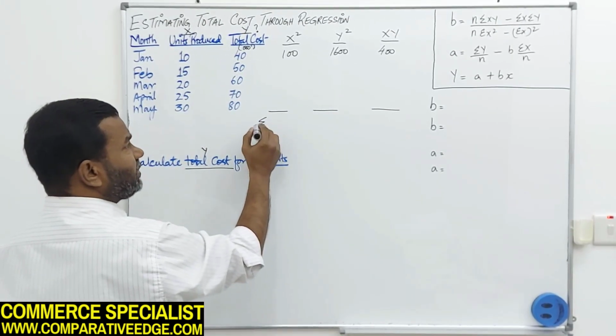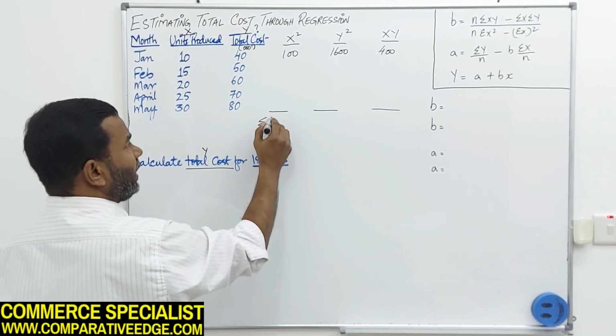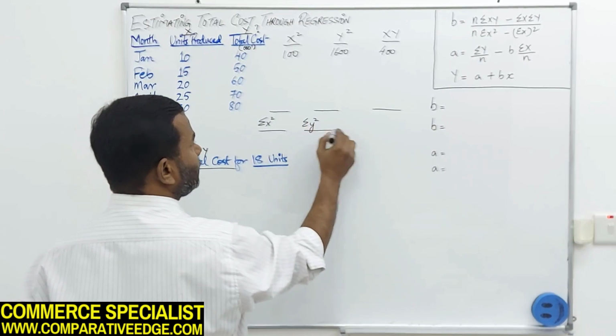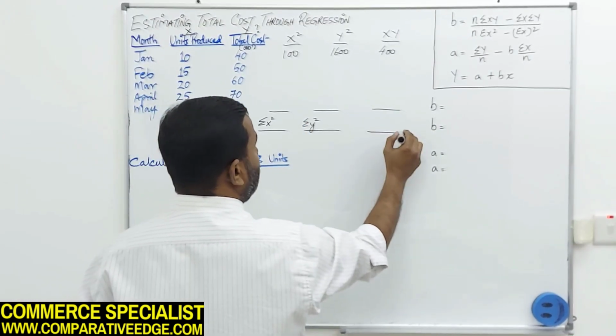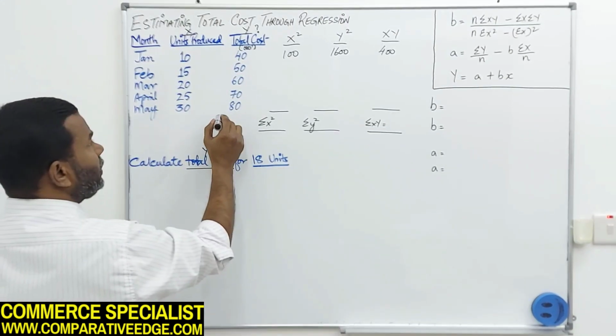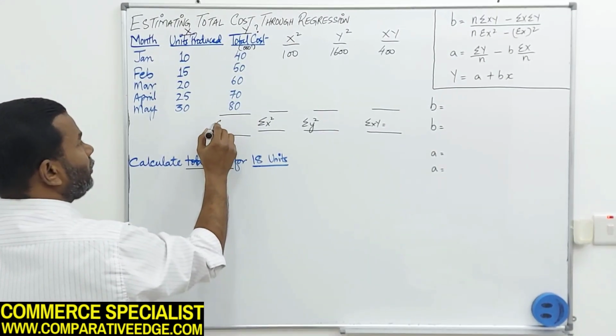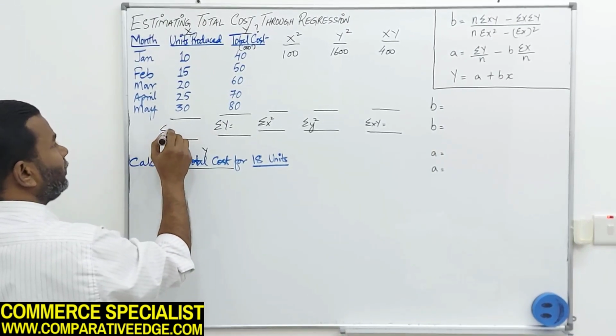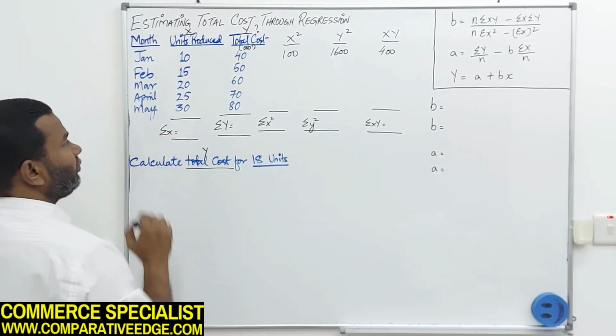Your sigma. Sigma stands for summation, means total. Sigma x squared, you need this. You need sigma y squared when you total this column, and sigma xy. You also need the total of sigma y. You also need the total of x column, which is sigma x.